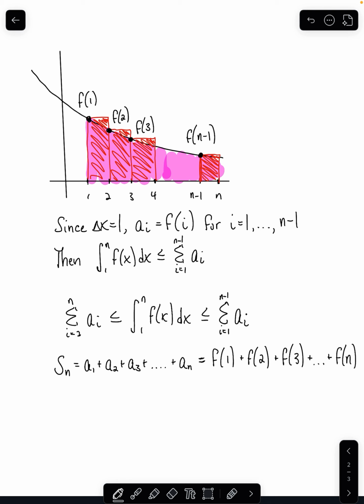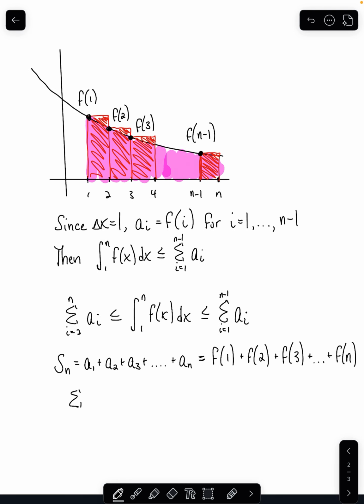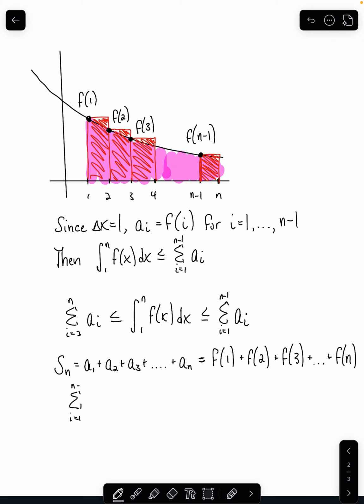Based on this, the two series up here, starting with the one from 1 to n minus 1, this is the sum of the terms starting at 1 and going up to n minus 1, which is the partial sum of the first n minus 1 terms.